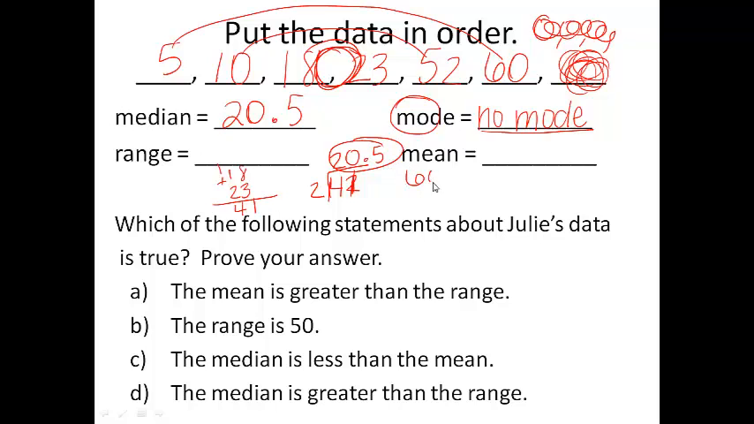Okay, your range. 60 minus 5. Remember, because it's the biggest minus the smallest. Don't do smallest minus biggest. You'll get a negative number. 60 minus 5 is 55. So your range is 55.